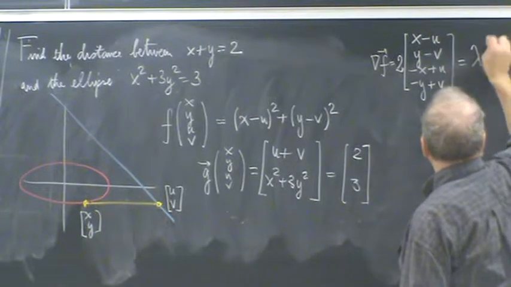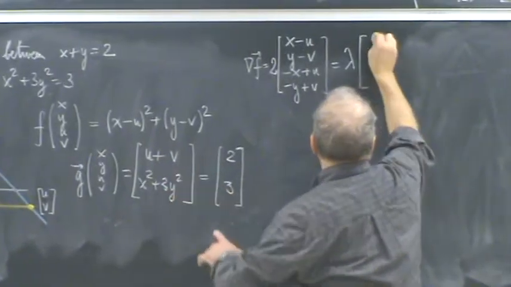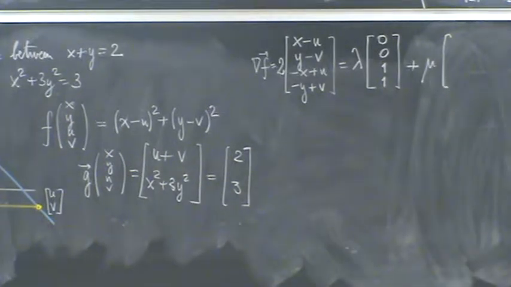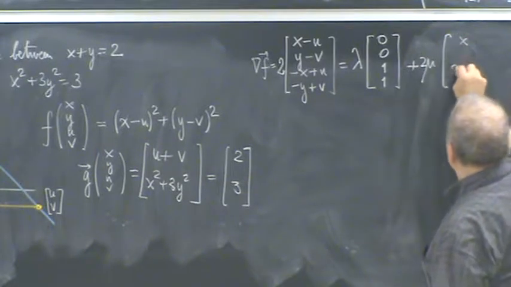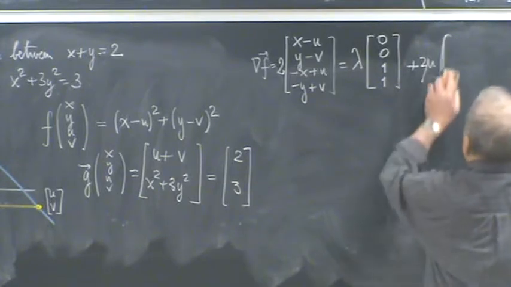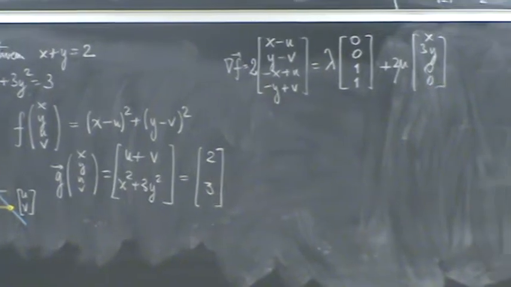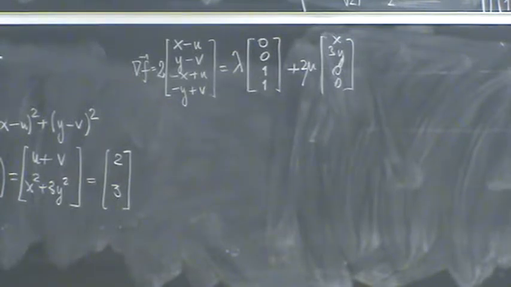And that's supposed to be some multiple of the gradient of g1, which is 0, 0, 1, 1, plus some multiple of the gradient of g2, 0, 0, 2, which again has a 2 in it, x and 3y, x, 3y, 0, 0. Okay, this is interesting. Do we really need the 2 on the left side? Well, officially it's there, but I'm going to sort of ignore constants anyway, right?